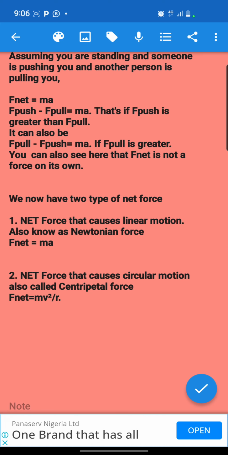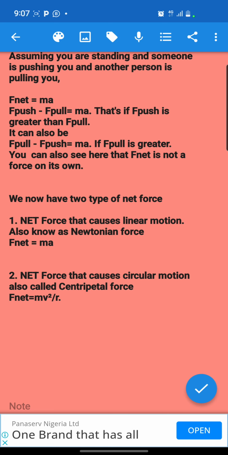Now we have two types of net forces. One causes linear motion and the other causes circular motion. The one that causes linear motion is also known as Newtonian force, where we have F net equals ma. It's not F equals ma. It's the net force that equals ma.